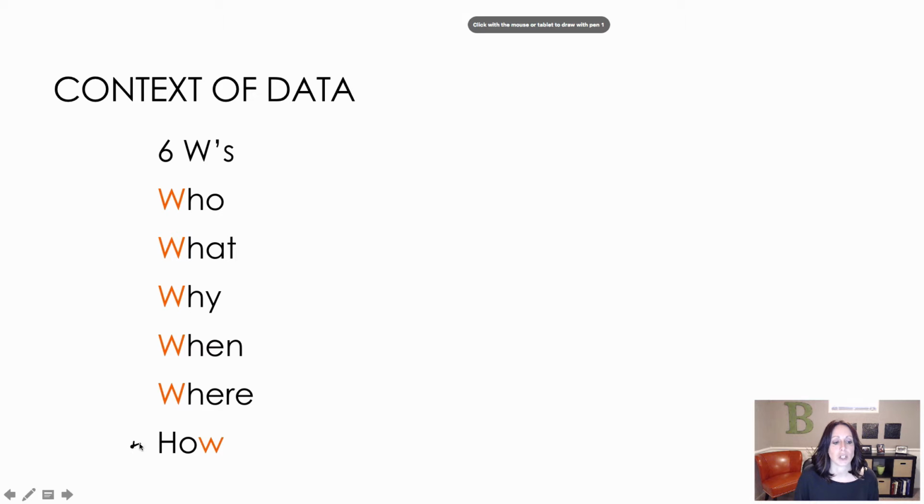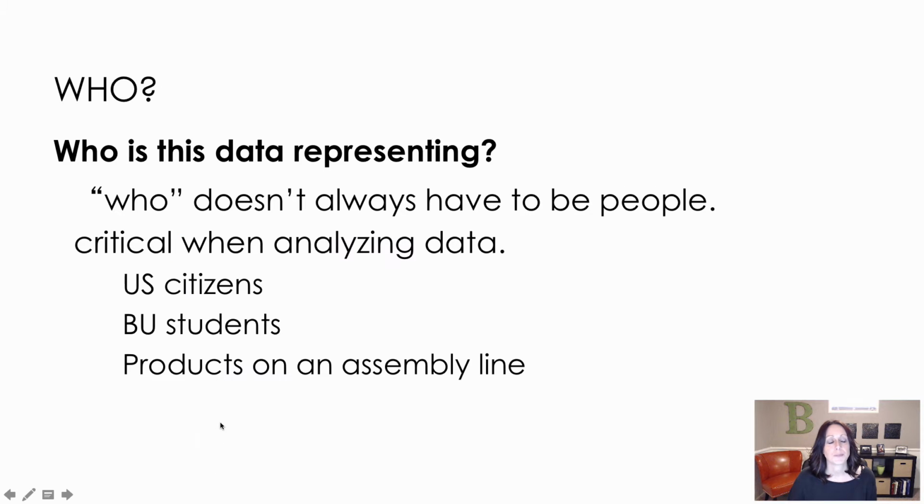This one's a little bit of a cheat down here. But who, what, why, when, where, and how. So again, that's a little bit of a cheat, but we're just going to call it a W just for fun. So these are what we need to know about our data so that we can then make decisions. The first of these is who, and the who is the data representing. So who doesn't have to be a person necessarily. It's basically who we're analyzing the data about.